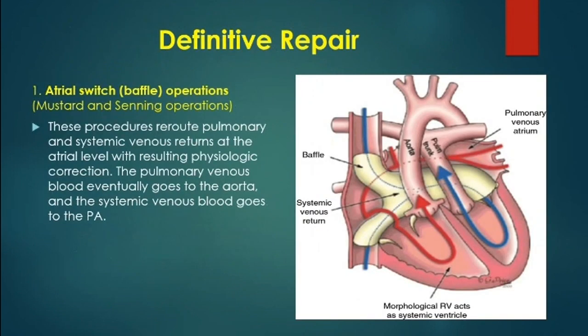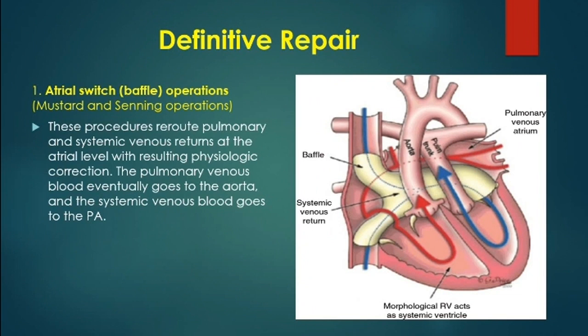Definitive surgical repair in cases of transposition of great arteries includes two types of surgeries. First, the atrial switch surgeries, which are the baffle operations like Mustard and Senning. In these procedures, there is rerouting of the pulmonary and the systemic venous return at the atrial level, resulting in physiological correction.